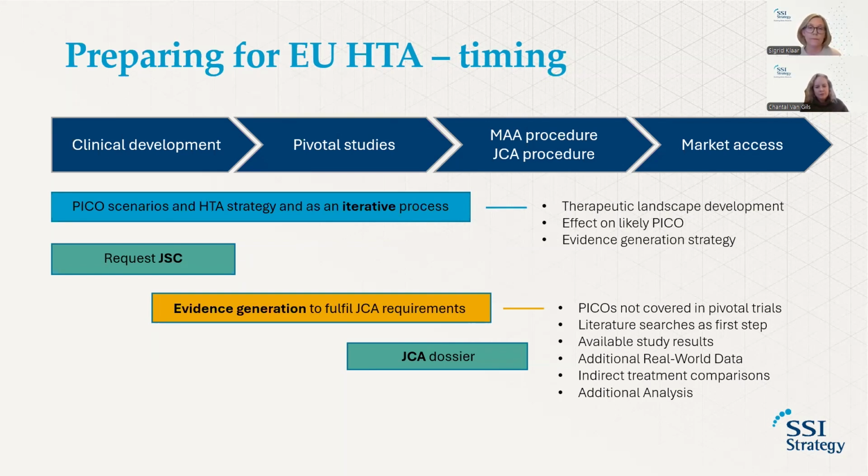So literature research, systematic literature research, or to start targeted and later systematic, literature searches are really giving you that base. What's out there? What evidence is available? What are the available study results? Can we use them? Can we use them to compare against our study? And do we need to collect additional real-world data? Would that be wise to do?